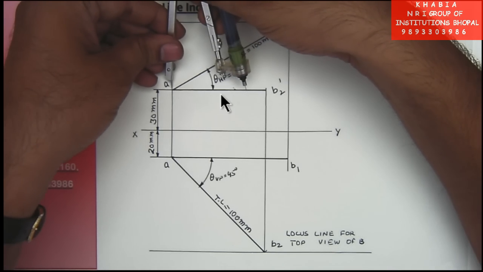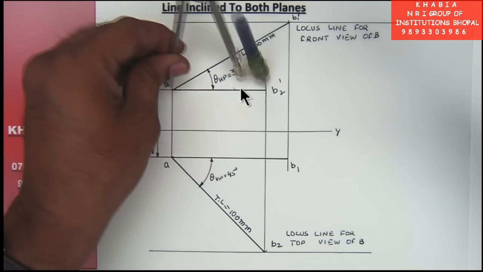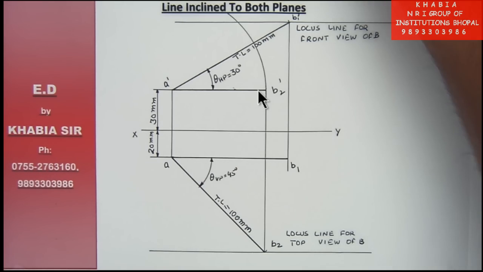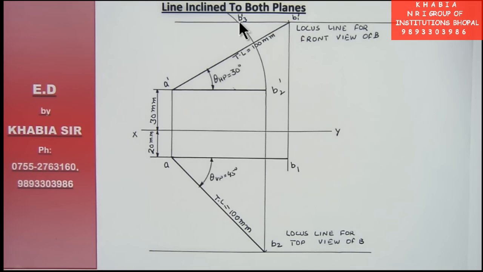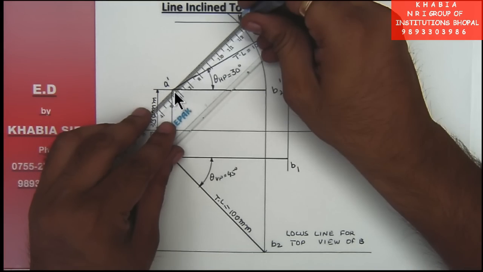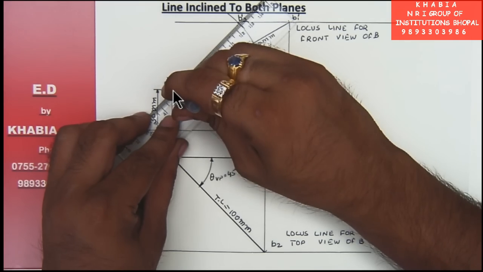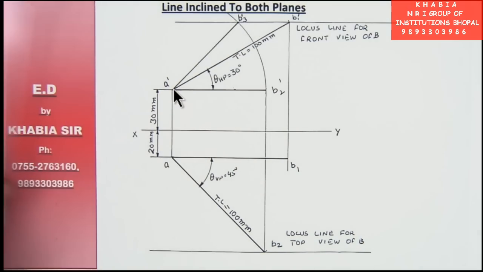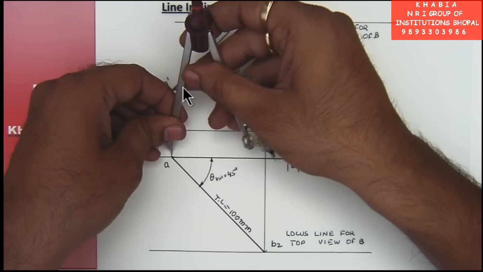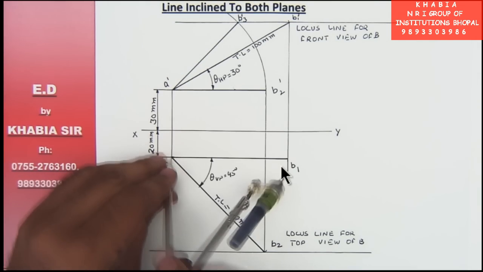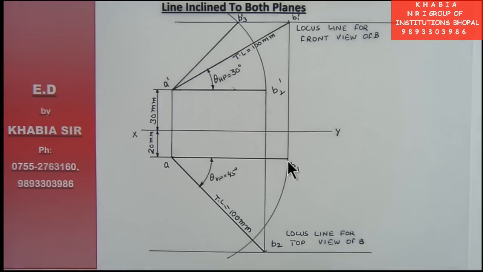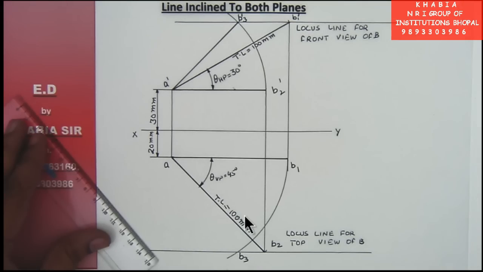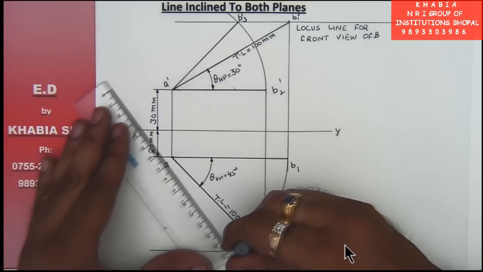Then, to obtain front view of line inclined to both the planes, keep compass pin on front view A', adjust compass equal to A'B2' and mark an arc on the locus line at B3'. A'B3' is the front view of line inclined to both the planes. To obtain top view of line inclined to both the planes, keep compass pin on top view A, adjust compass equal to top view AB1 and mark an arc on the locus line at B3. AB3 is the top view of line inclined to both the planes.